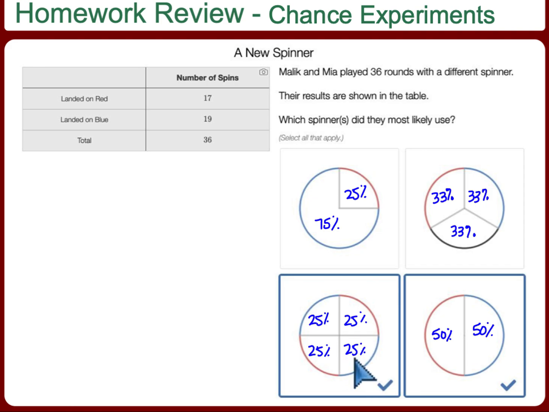The lower left, although it's split up, you would end up with a 50-50 chance because there are two 25% chances for red and two 25% chances for blue. So that would give you a 50-50 shot. And obviously the lower right is just split down the middle, 50-50. So again, that's pretty close. And again, if we did this a million times, you'd probably get really close to that 50-50.